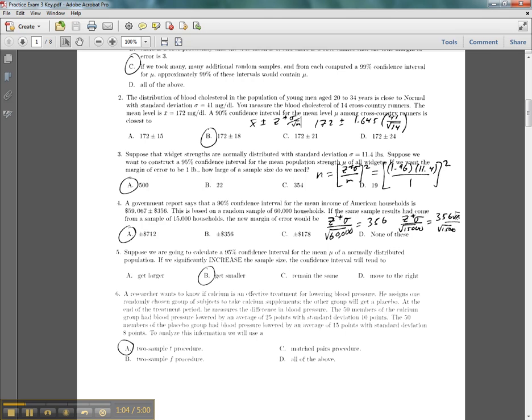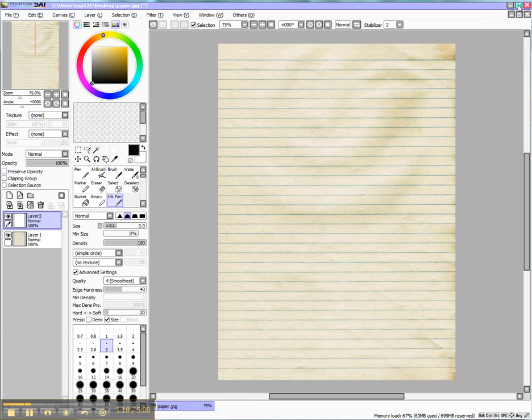But we do know that this margin of error is based off of 60,000 households. Okay, so that's the first part. We're gonna have to solve for sigma. So you're gonna have to use your algebra skills to solve for this question. So let's take a look at that.